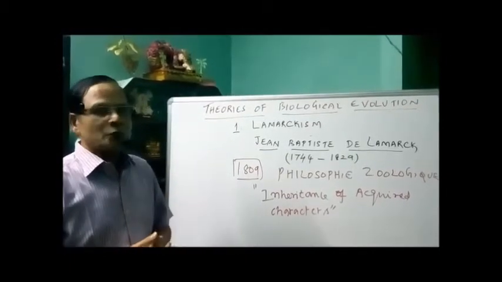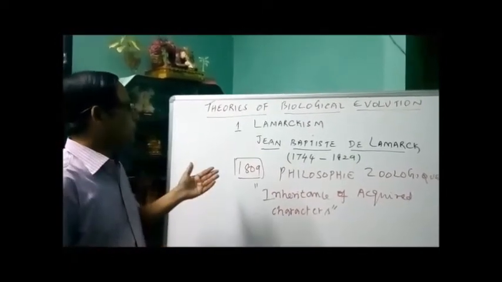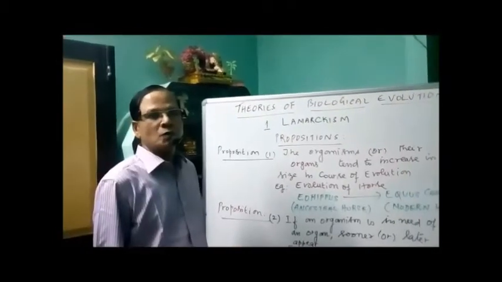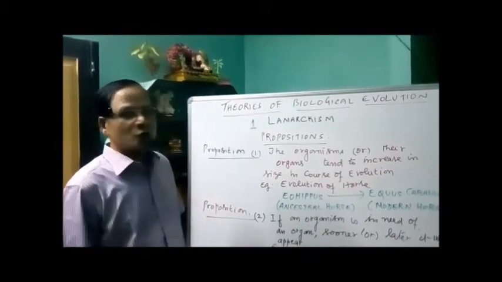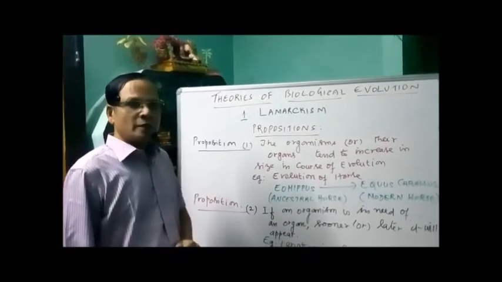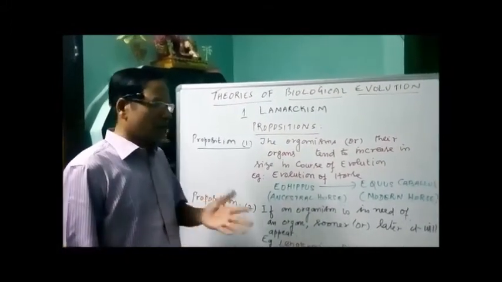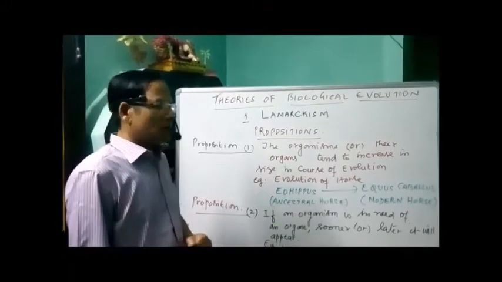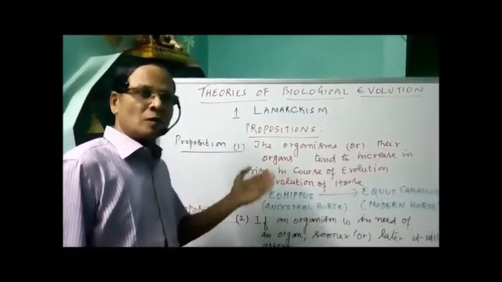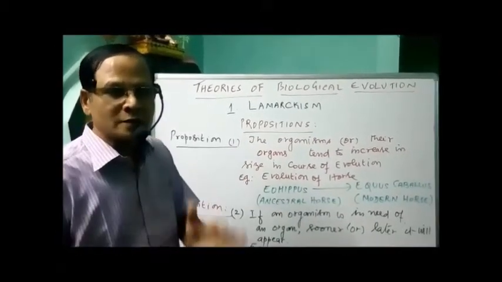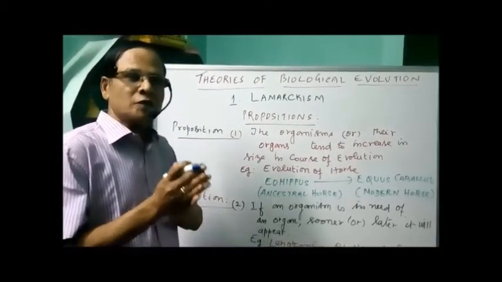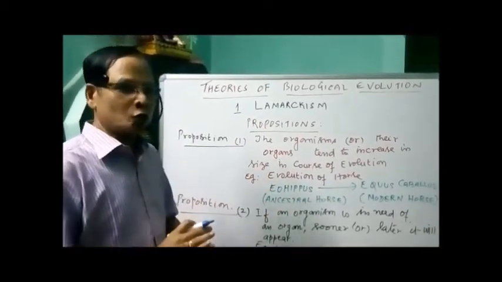And it has different propositions. What were the different propositions proposed by Lamarck? Now, number 1: during the course of evolution, the organism or its organs tend to increase in size. There is an increase in size of a particular organ or the entire organism during the course of evolution.